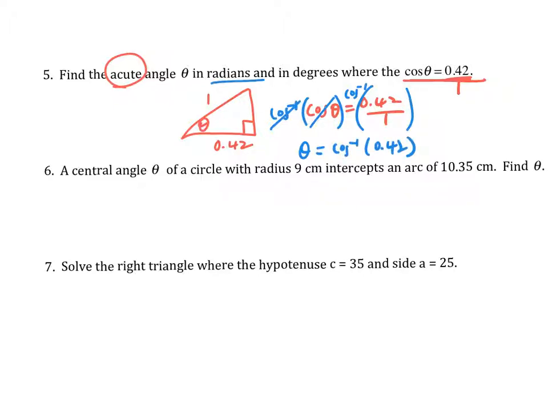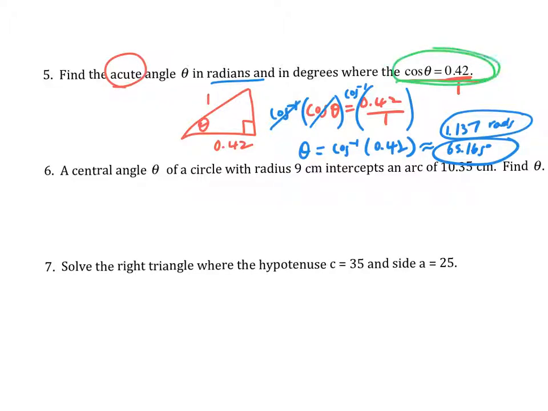If you are in radian mode, you will get 1.137. If you're in degree mode, you will get 65.165 degrees. Okay, so that's how you get your answers in two different unit measures. So note that you could have just taken inverse cosine of both sides from the get-go because you recognize that it's an acute angle and you can just go ahead and do that.